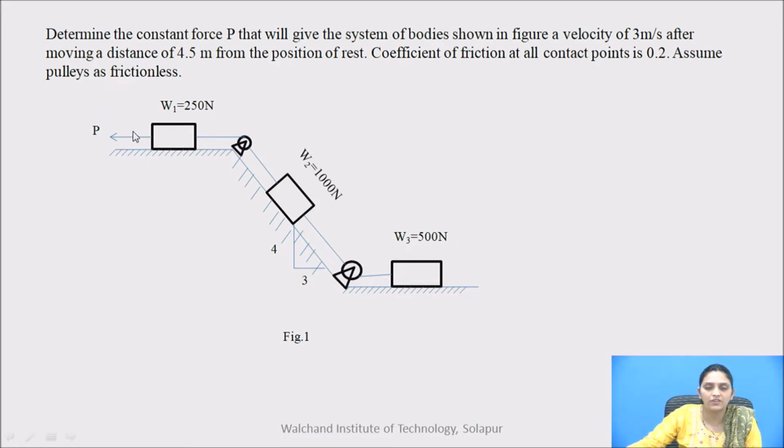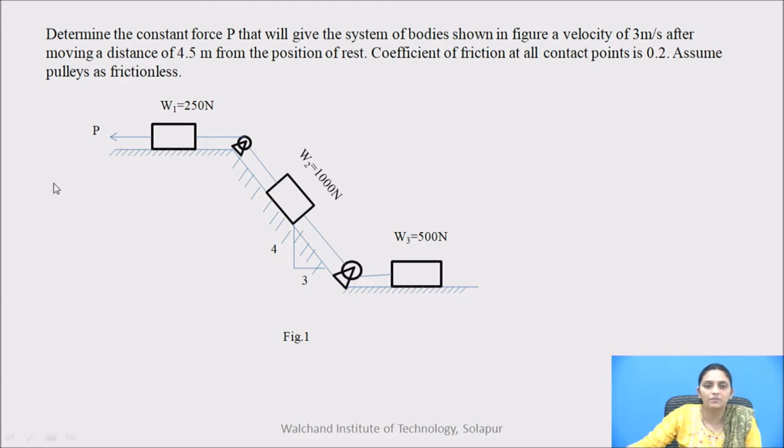So let us understand the given numerical first. There are three weights. The weight of the first block is 250 Newton, the second block is 1000 Newton and the third block is 500 Newton. They are connected by a rope passing over a pulley. At one end of the rope, the pulling force P is attached. The question is to determine P for the targeted velocity of 3 meter per second. Coefficient of friction for contact surfaces is 0.2, and displacement is 4.5 meter.